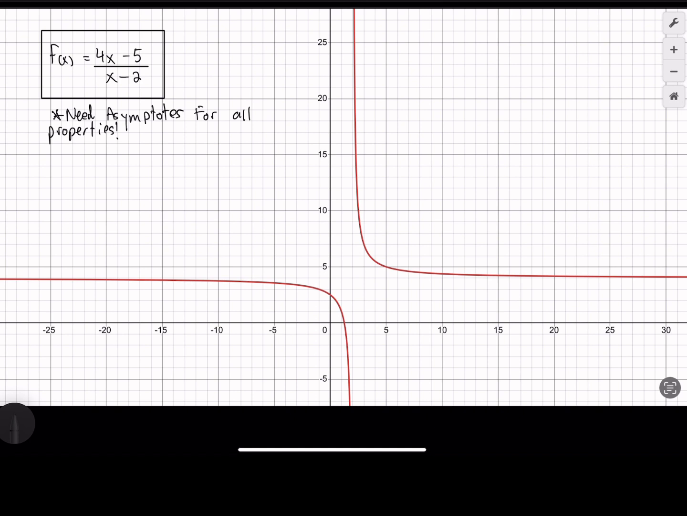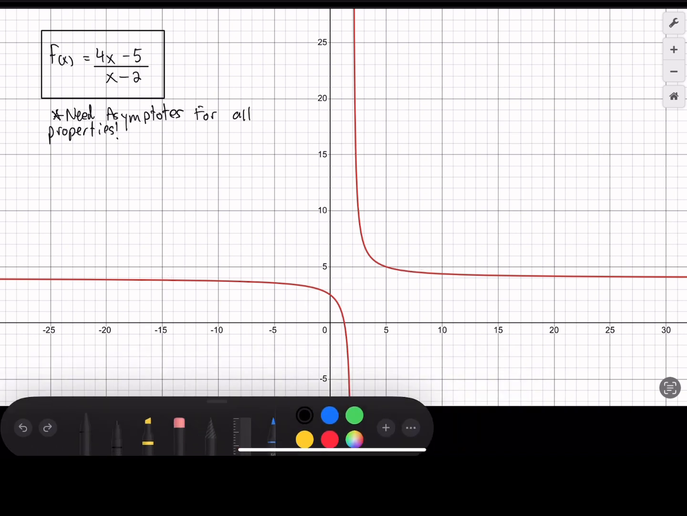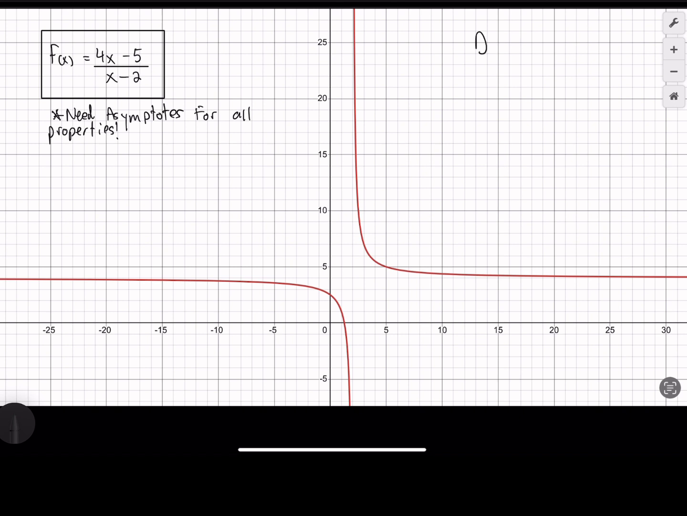So let's say I have my rational function graphed here, which is 4x minus 5 over x minus 2. And this is the graph over here. Because I want to figure out the domain and range, I'm going to write it over here. So I want to know what the domain is, what the range is, and any intercepts, so I'll just write x/y intercepts. I'm going to need to get my asymptotes. So let's do all the work we did in the previous questions and get the asymptotes, and we'll see why that works.